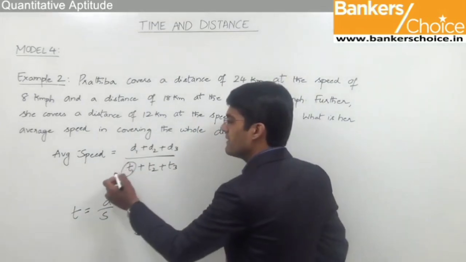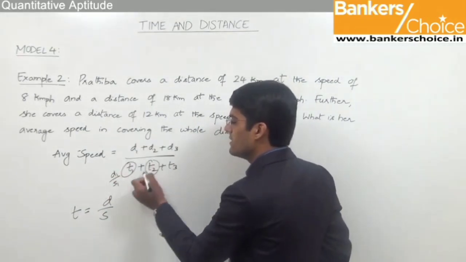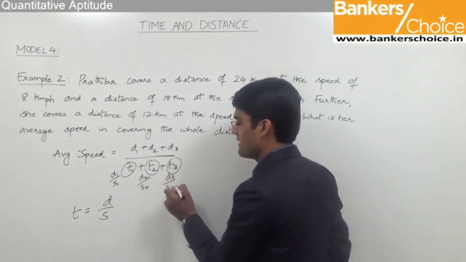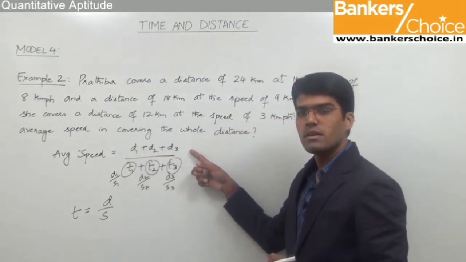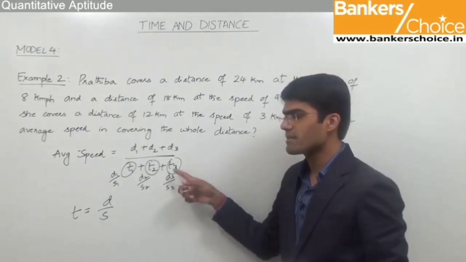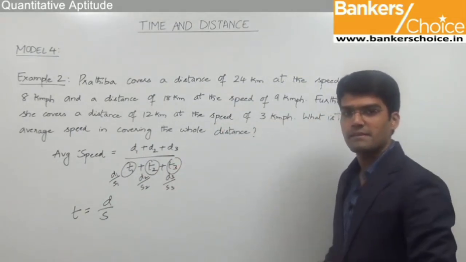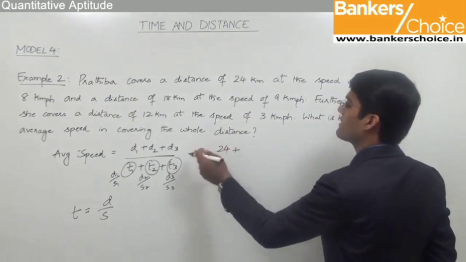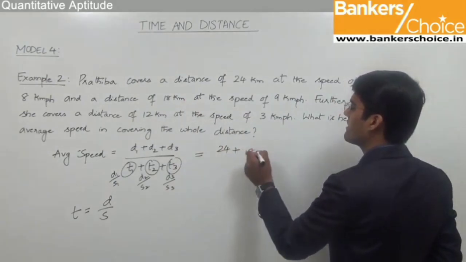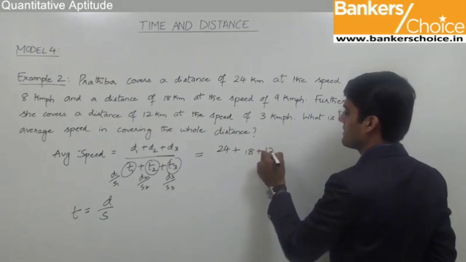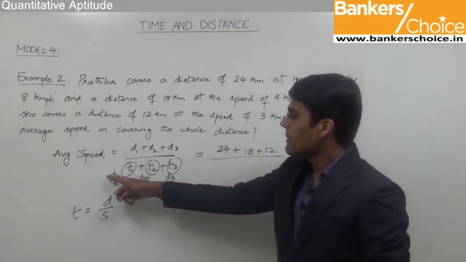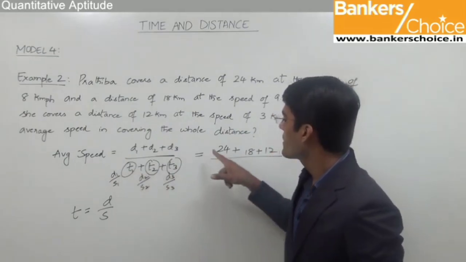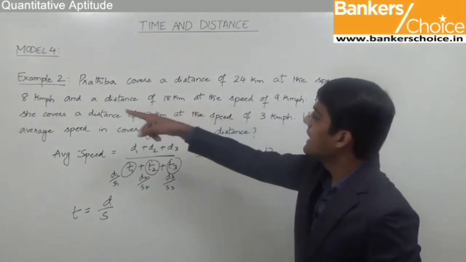So we can say that t1 is equal to d1 by s1, t2 should be d2 by s2 and t3 should be d3 by s3. So we have got all the values here, d1, d2, d3 and s1, s2, s3. By substituting in the formula, we can find out the average speed. So d1 here is 24 kilometers plus d2 is 18 kilometers plus d3 is 12 kilometers, whole divided by d1 by s1, that is nothing but the time taken for covering 24 kilometers. To cover 24 kilometers, the speed was 8 kilometers per hour.